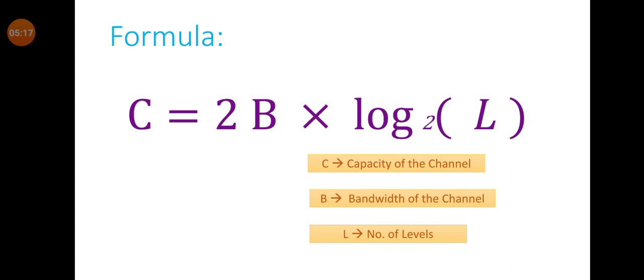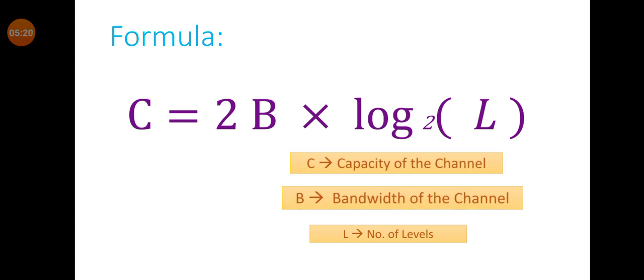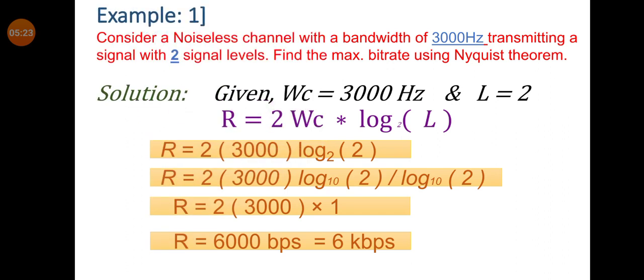So now let us see examples to solve Nyquist theorem here. So consider the first example here. In that what we are considering is, consider a noiseless channel with a bandwidth of 3000 Hz. What is the bandwidth? 3000 Hz, and it is transmitting a signal with two signal levels. So what they have told us to find is, find the maximum bit rate, means data rate, using Nyquist theorem. So now try to solve it.